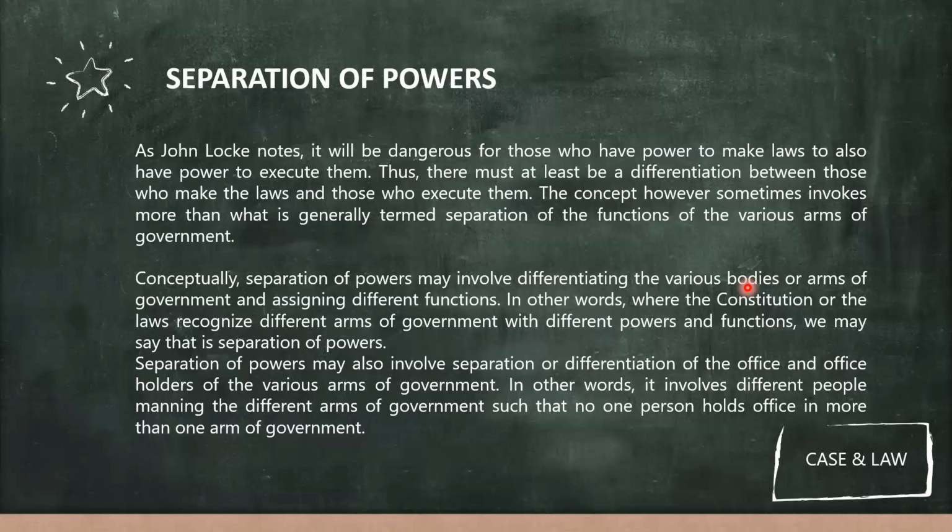Again, John Locke was also saying that there must be a separation between the office and the office holders, meaning that different people should be manning the different arms of government, which I have already mentioned. So if one person holds an office in the executive, in the legislature, and in the judiciary, that is very, very different.